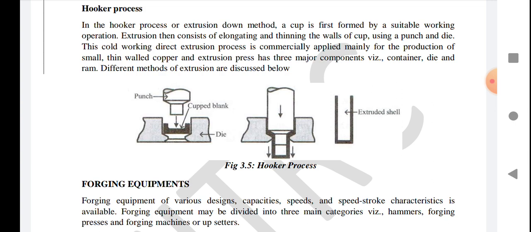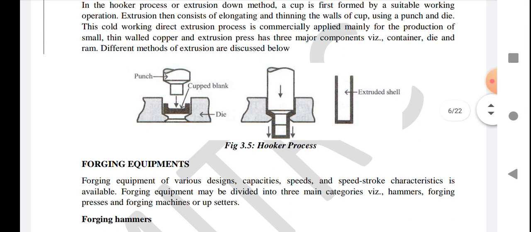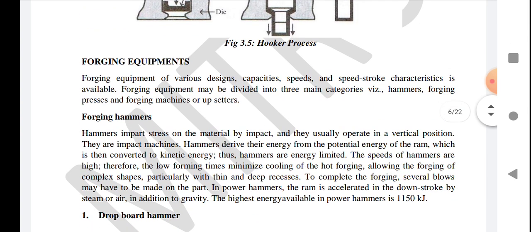Different methods of extrusion are discussed below. As you see in this figure, when the pressure punch is applied on the workpiece cup, it changes the shape of the cup. That is the Hooker process.